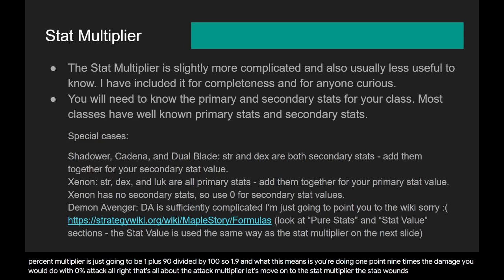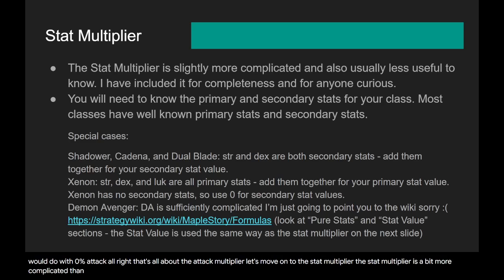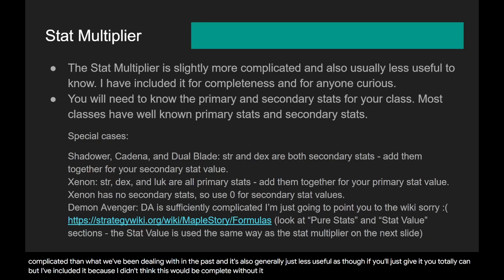The stat multiplier is a bit more complicated than what we've been dealing with in the past. And it's also generally less useful, so if you want to skip it, you totally can. But I've included it because I didn't think this would be complete without it. And maybe you're just curious.